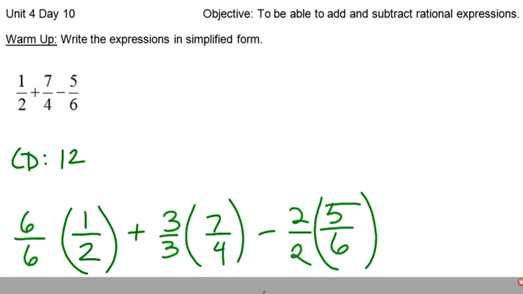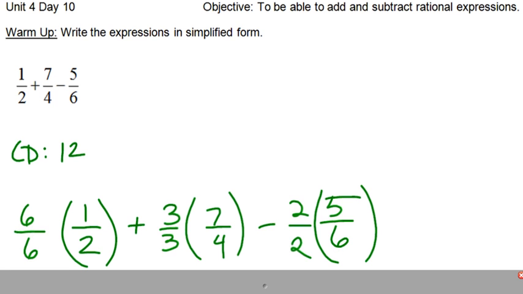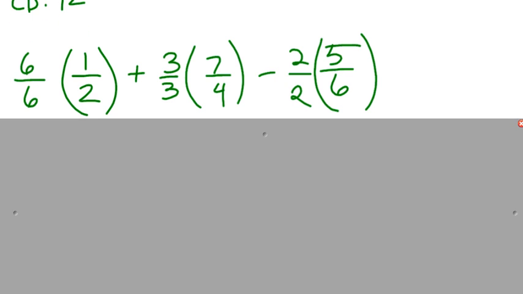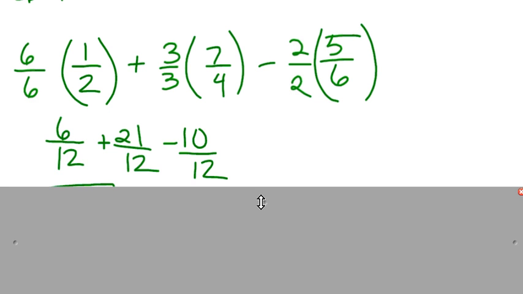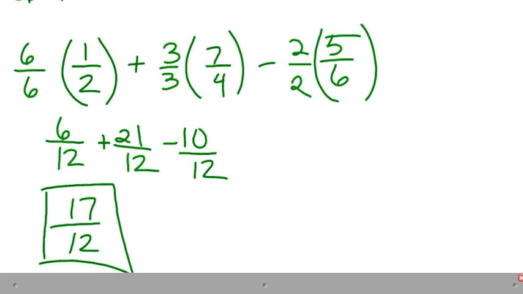So again, when you're multiplying your fractions, you multiply across numerators and denominators. So our first one, we would have 6/12, 21/12, 10/12. Since the denominators are like, we can perform the operations, so we can add and then subtract. So 6 plus 21 minus 10, that would be 17/12.